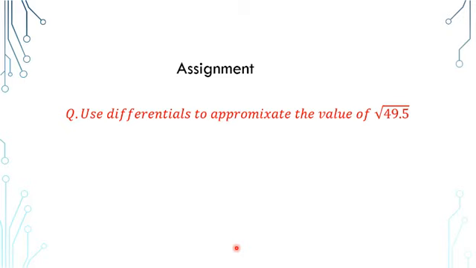Your assignment is to use differential to approximate the value of the fourth root of 49.5. What is the value nearly equal to 49.5 whose square root exists, and that is 49. So x is 49, then del x will be 0.5, and the remaining is your homework.